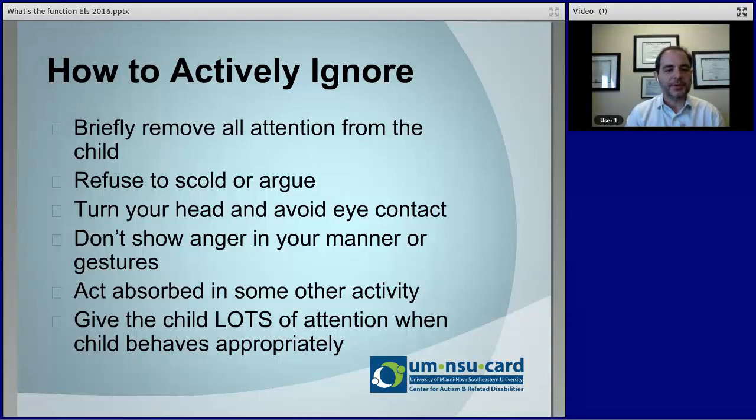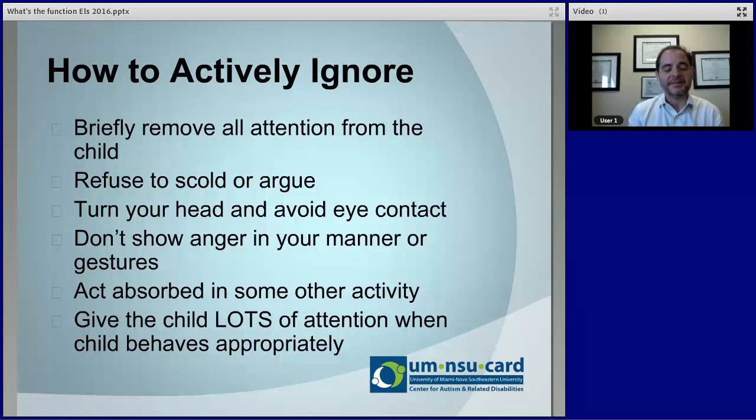So when you remove your attention, again, remember, do not scold, do not argue, do not turn your head, I mean, turn your head to avoid eye contact. Do not make eye contact. Don't show anger. Don't do that. That is actually attention, and that could be maintaining problem behavior. I can tell you from personal experience, my kids like to see me angry. And so that maintains their problem behavior. So don't act angry. Get absorbed in some other activity. Pick at your nails. Start doing something else.